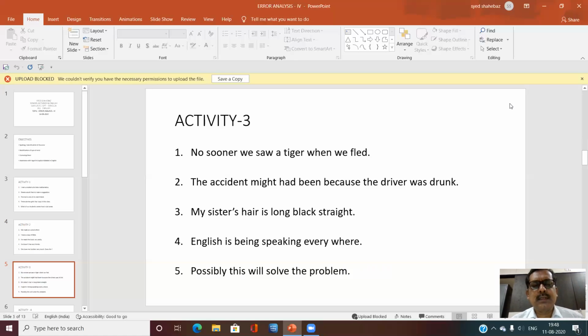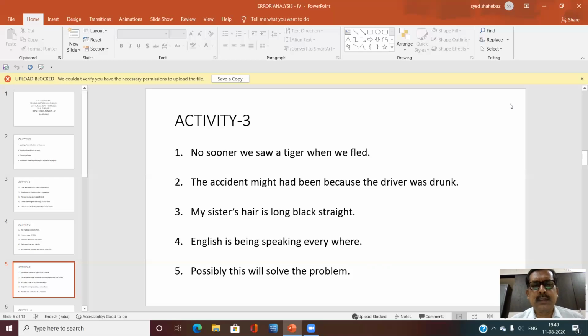Next sentence. The accident might have been because the driver was drunk. The accident might have been. So here the mistake is in the first part of the sentence. The accident had been because the driver was drunk. Just remove the word might.